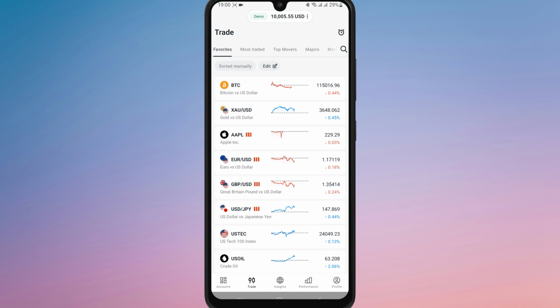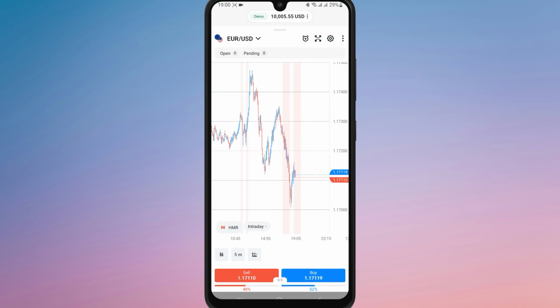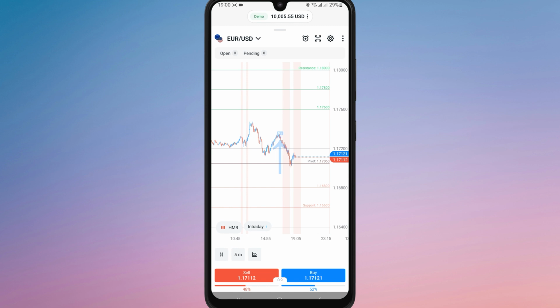Select the instrument you want to trade, for example, Euro or USD, and tap on it to open the trading interface. Now choose whether you want to place a buy order if you think the price will rise, or a sell order if you expect the price to drop.